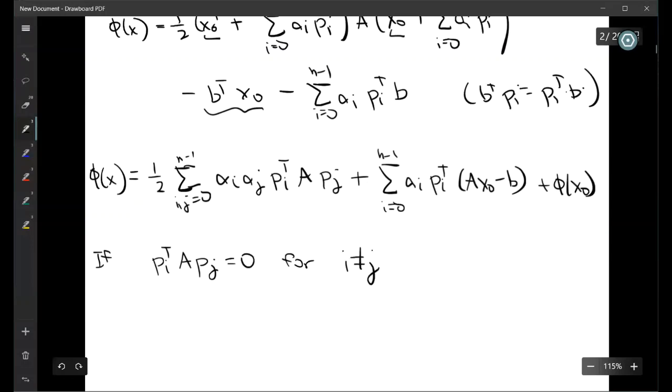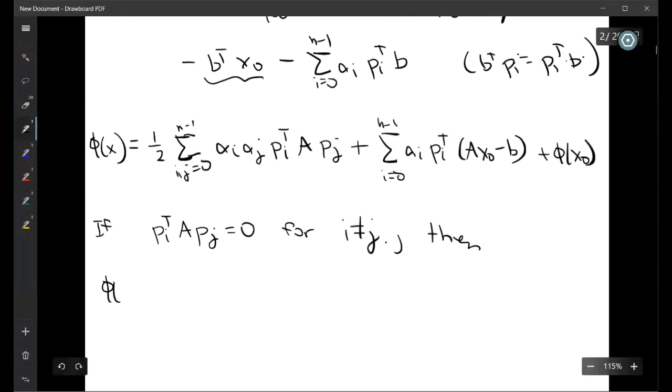when the indices are not equal, then what will happen is this double summation here will be simplified as the following. And the whole thing will be simplified as this summation of alpha_i squared, because what we'll retain here is the instance when i and j are equal. So that's when i is equal to j. That's why you have alpha_i squared, and then p_i transpose A p_i.